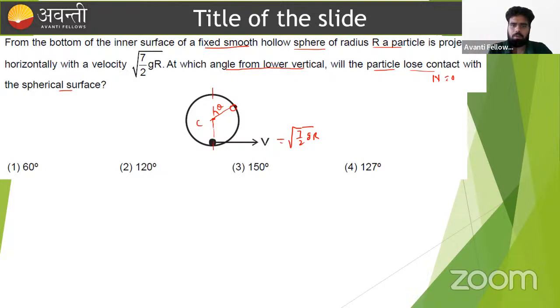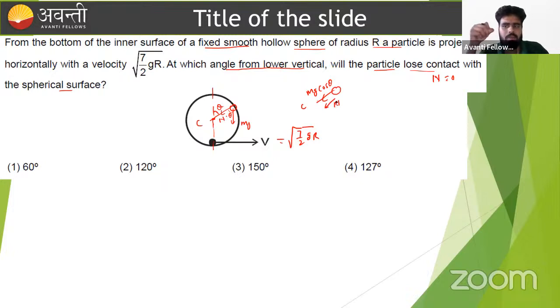Then what is the FBD of the particle? What are the forces acting on the particle? We can say one is mg in the downward direction, another is the normal toward the center. If mg is acting in the downward direction and this angle is theta, then this angle again becomes theta. If this is our center point, what is the component of mg here? That is mg cos theta.